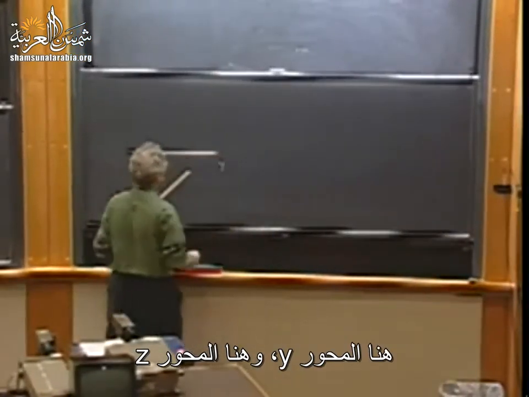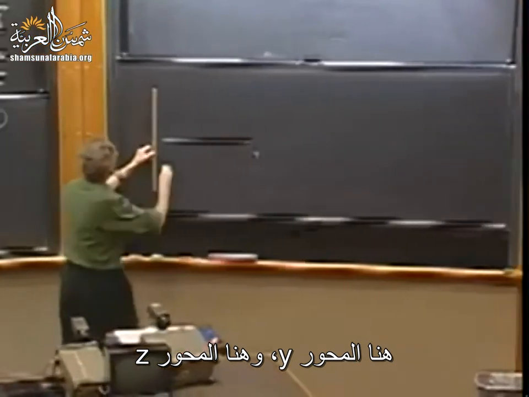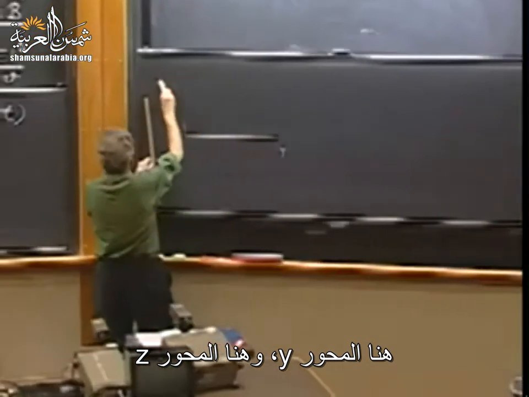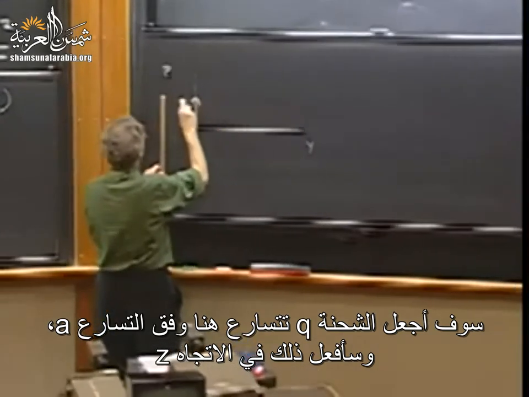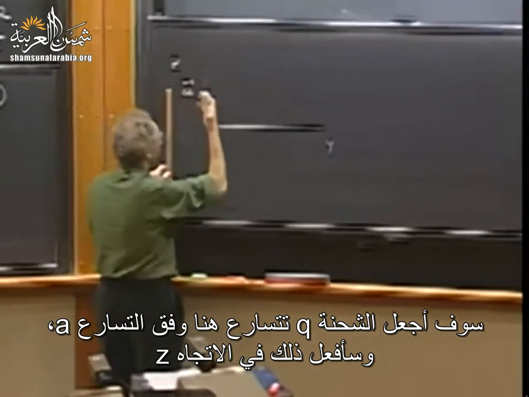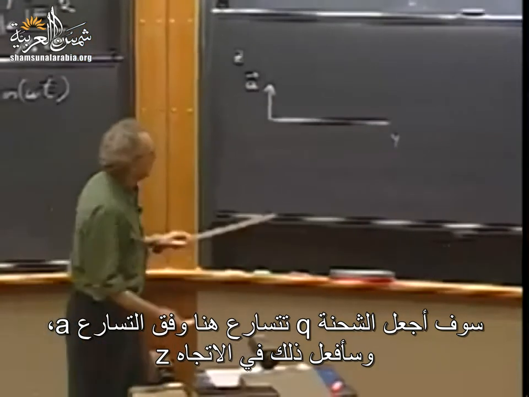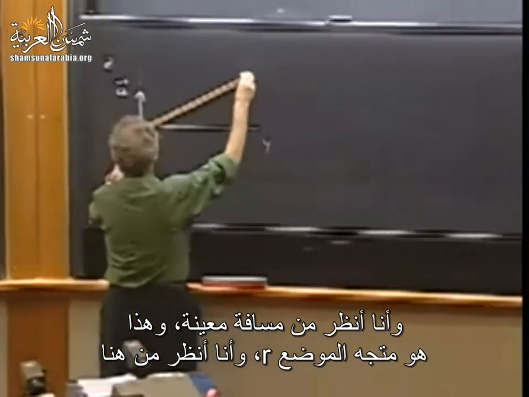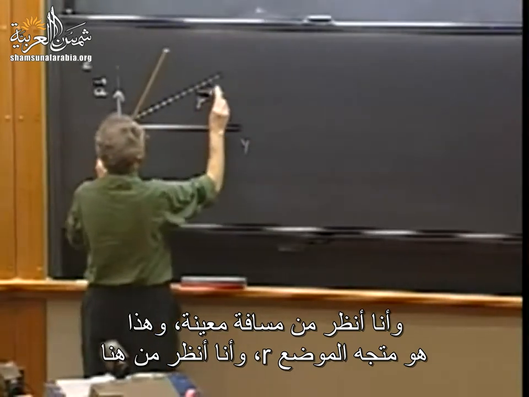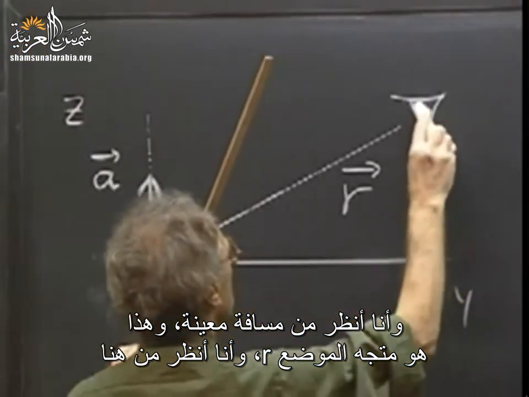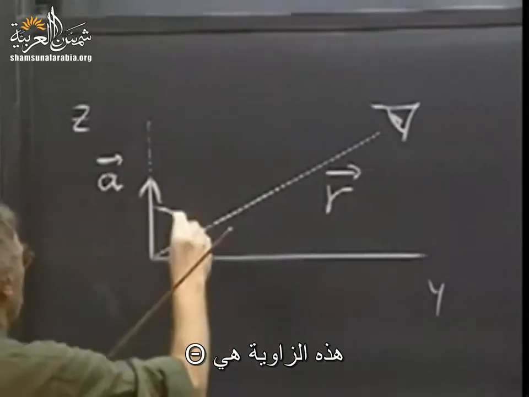Say, call that the y-axis quite arbitrarily, and here we have the z-axis, and I accelerate a charge q here with acceleration a, and I do that just in the z direction. And I am watching at a certain distance. My position vector is r, and I am watching here. And this angle is theta.